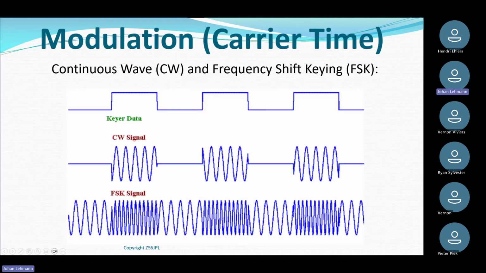So the first one, and most probably the easiest one, is changing the carrier's time. And there's two ways in which I change the carrier's time. The first one is I switch the transmitter on and off. Typically, amateur radio call that Morse code or CW, continuous wave signal, where I switch the transmitter on and off at a specific rate. The second part of changing the time is I jump the frequency.